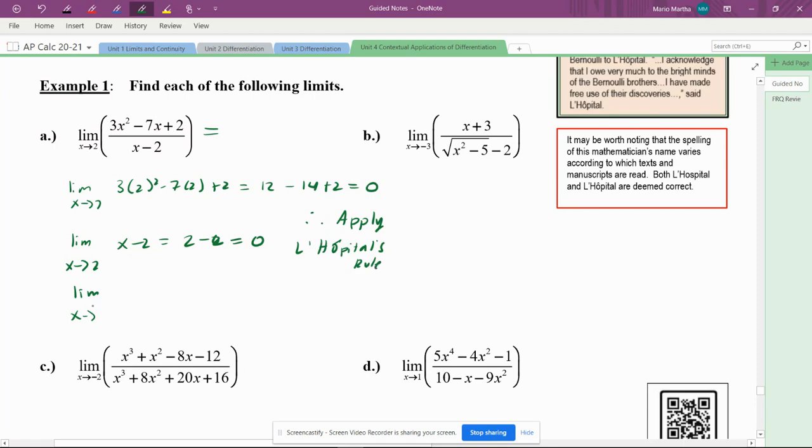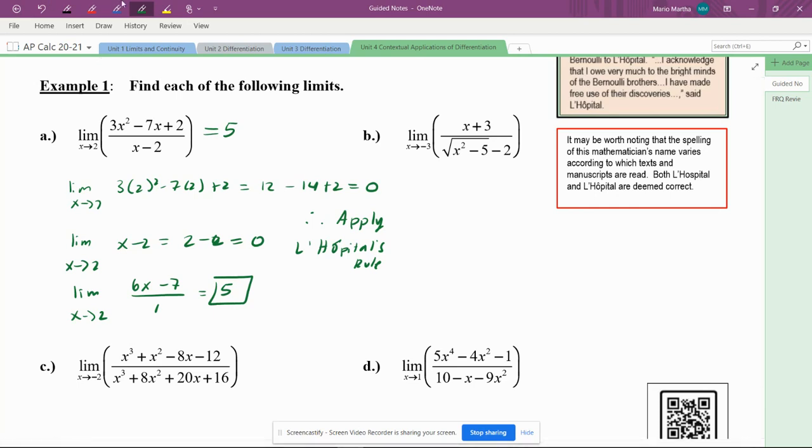So the limit as x approaches 2 of the derivative on top, which is 6x minus 7, divided by the derivative at the bottom, where the derivative of x minus 2 is just positive 1. Plugging in 2, we get 6 times 2 is 12, minus 7 gives us positive 5. So that would be the limit for this one.